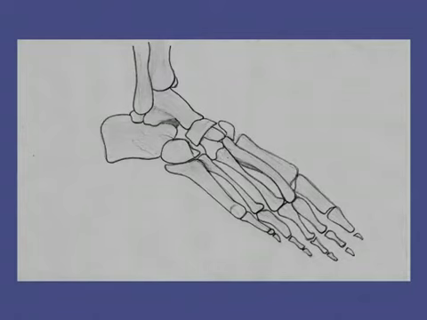Now, there are two conditions. Once we discuss the arches, there are two different conditions we have to discuss. The first one is pes planus and the second one is pes cavus. Pes planus is commonly known as flat foot. It is actually a dropped arch. A dropped medial longitudinal arch is called pes planus or flat foot.